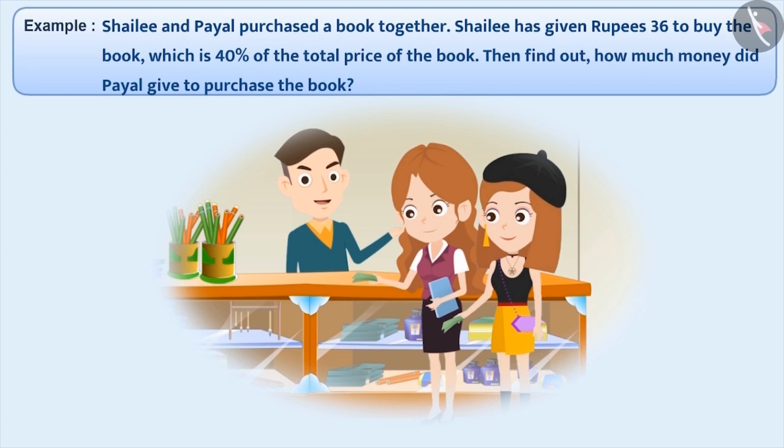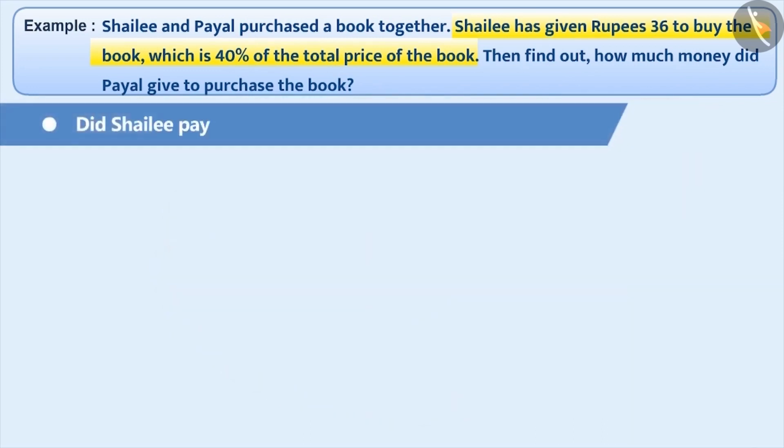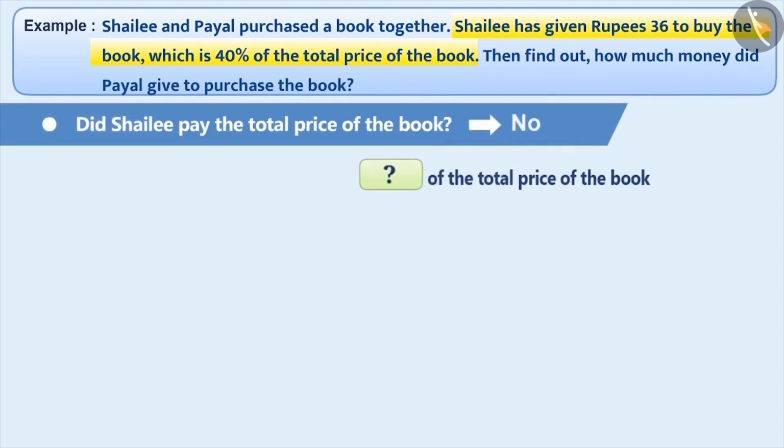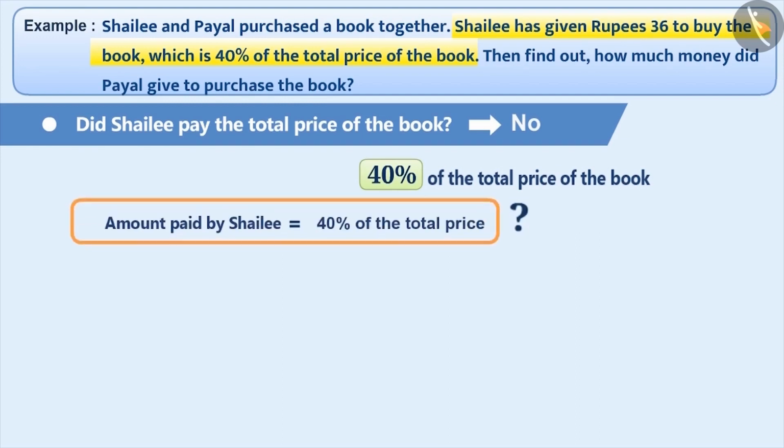First, focus on the statement, Shelley has given rupees 36 to buy the book, which is 40% of the total price of the book. Can you tell what this means? Think for a while. Let me tell you. Let's understand it with some questions. Did Shelley pay the total price of the book? No. Out of the total price, how much part did she pay? 40%. Can we say the amount paid by Shelley is equal to 40% of the total amount? Yes.